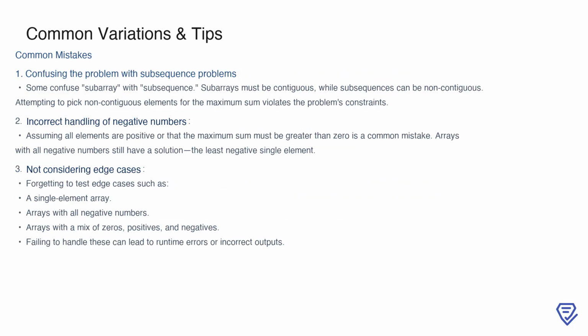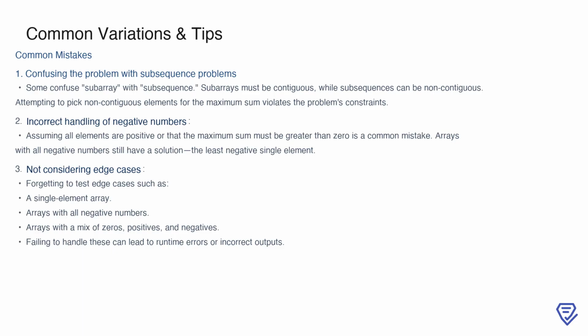When tackling the maximum subarray problem, there are a few common pitfalls to watch out for. First, some people confuse subarrays with subsequences. Remember, subarrays must be contiguous sections of the array, whereas subsequences can include non-contiguous elements. If you try to select non-contiguous elements when solving this problem, you'll violate the constraints.